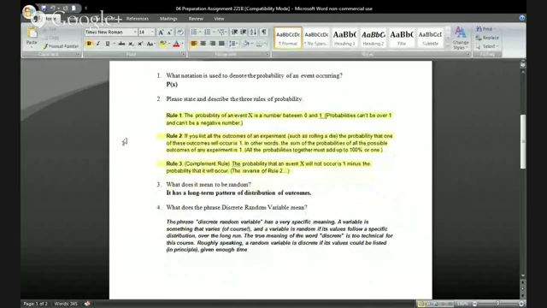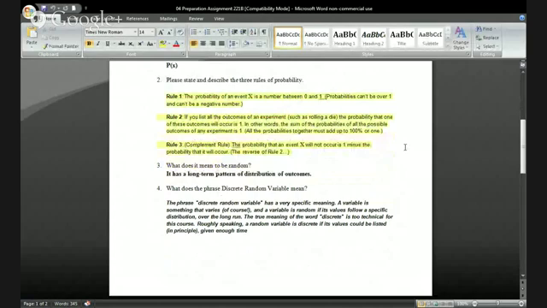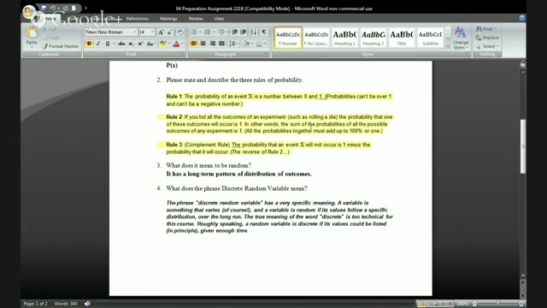Okay. So this is what I got for number 1. I got P(X). Me too. Then the 3 rules right there. That they can't be over 1, and that they have to add up to 100%, and that if you take the probability that you're trying to find and subtract it from 1, it's going to equal the other number. Yep. And it can't be a negative number.